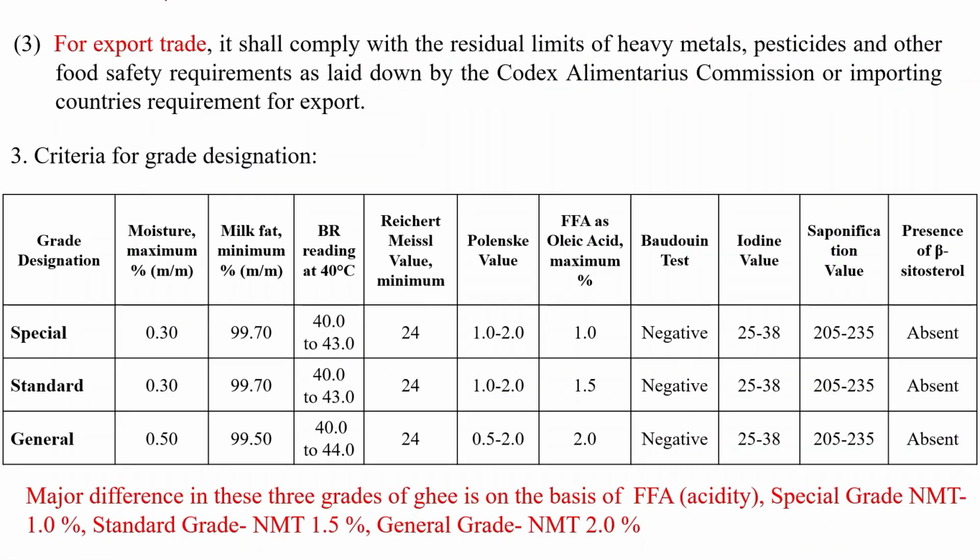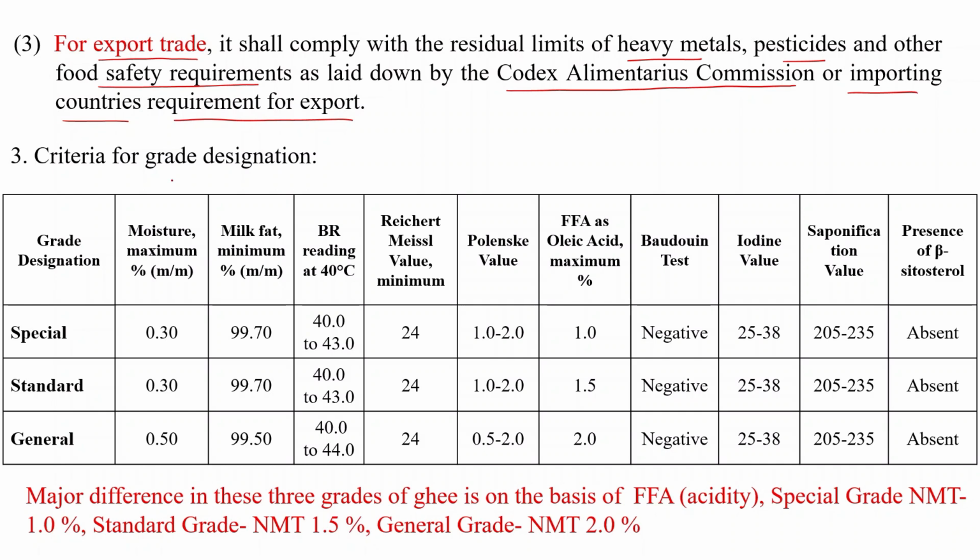Now if it is meant for the export trade, then it will comply with the residual limits of heavy metals, pesticides, or other food safety requirements as laid down by the CAC, that is Codex Alimentarius Commission, or the importing countries, who also have their own standards, so those requirements are also to be fulfilled. That is to say, if it is for domestic grade, then the requirements of FSSAI for heavy metals, pesticides and other food safety requirements apply. And if it is meant for export trade, then the requirements of the Codex Alimentarius Commission and the regulations of the country to which it is exported should be fulfilled.